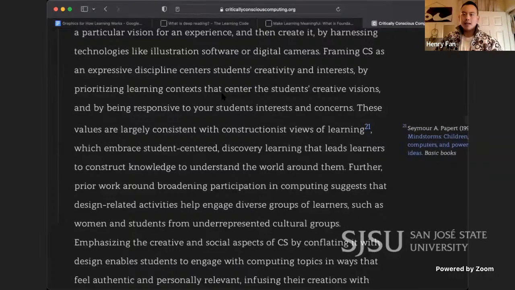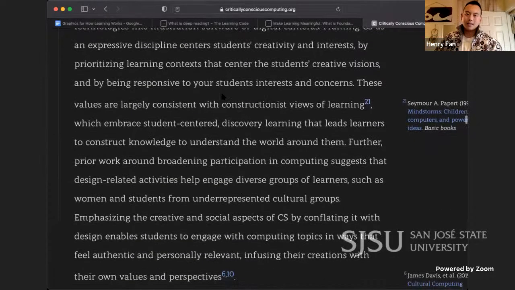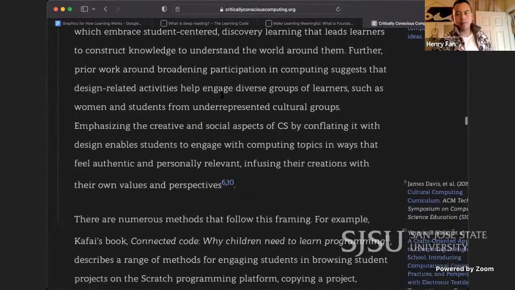Framing CS as an expressive discipline centers students' creativity and interests by prioritizing learning contexts that center the students' creative visions and by being responsive to students' interests and concerns. These values are largely consistent with constructionist views of learning, which embrace student-centered discovery, learning that leads learners to construct knowledge to understand the world around them.